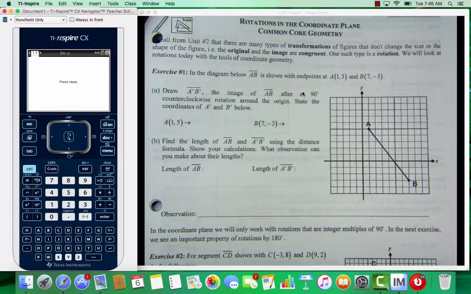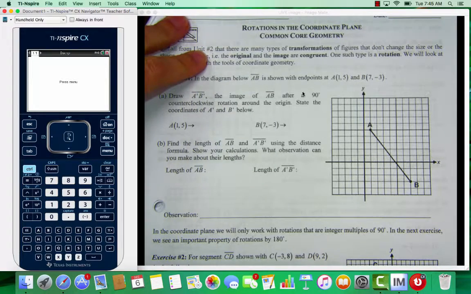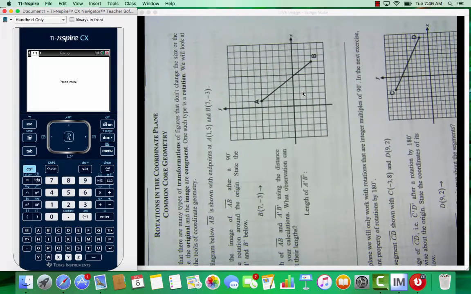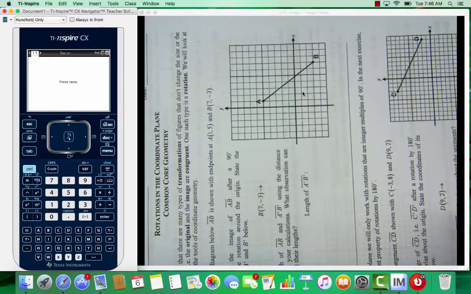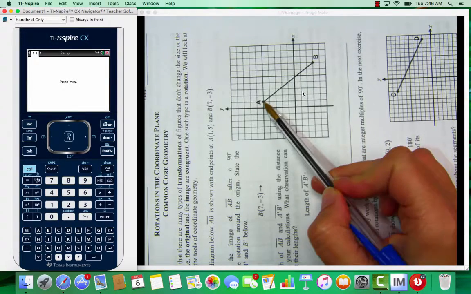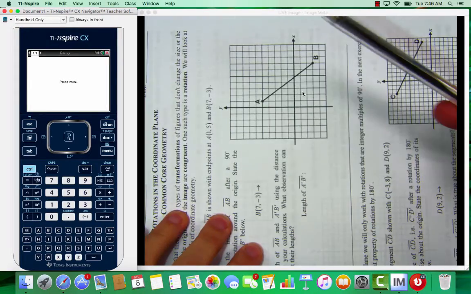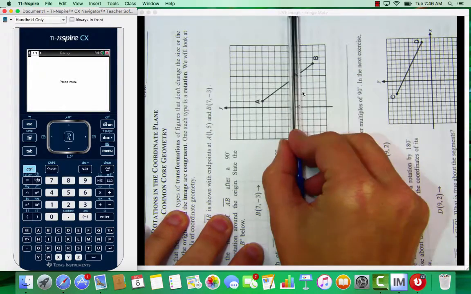What we want to do is draw A prime B prime, the image of AB, after a 90-degree counterclockwise rotation around the origin, and then state the coordinates of A prime and B prime. So for a 90-degree counterclockwise rotation, if you remember, we want to physically take our paper and turn it 90 degrees in a counterclockwise direction. And now we're looking at the segment like it's sitting in the coordinate plane where we want it to end up. So I'm looking at it like this is my x-axis and this is my y-axis.